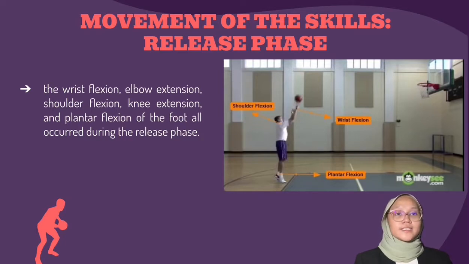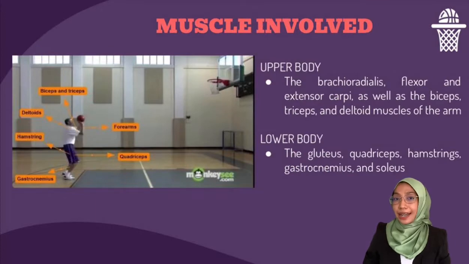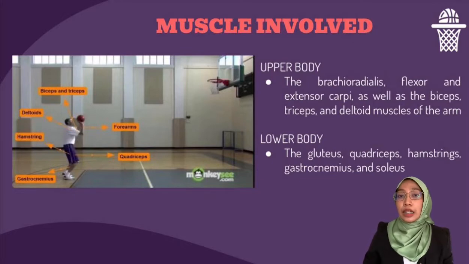the release phase. Basketball free throw technique typically requires the entire body to contract. This is so because the player makes use of every hand and leg that is available. So for the upper body, the brachioradialis, flexor and extensor carpi, as well as the bicep, tricep, and deltoid make up the muscles used in the arm. For the lower body, the gluteus, quadricep, hamstring, gastrocnemius, and soleus make up the muscles of the leg.